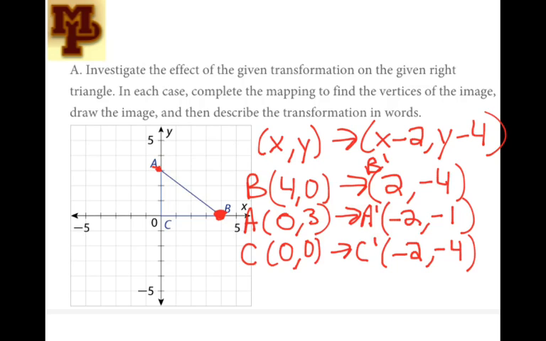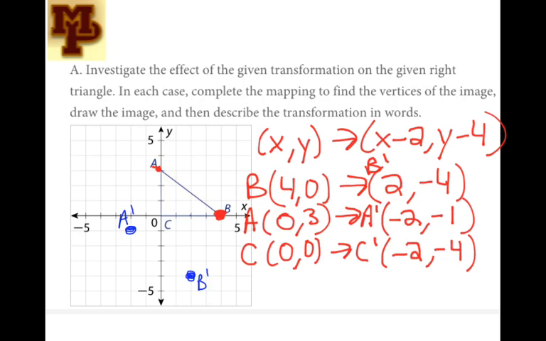So it would be 2, negative 4. So there's 2, 1, 2, 3, 4. So there's 2, negative 4. And that would be B prime. And then we want to go ahead and do the A prime, which is negative 2, negative 1. So that would be right here. So this would be A prime.